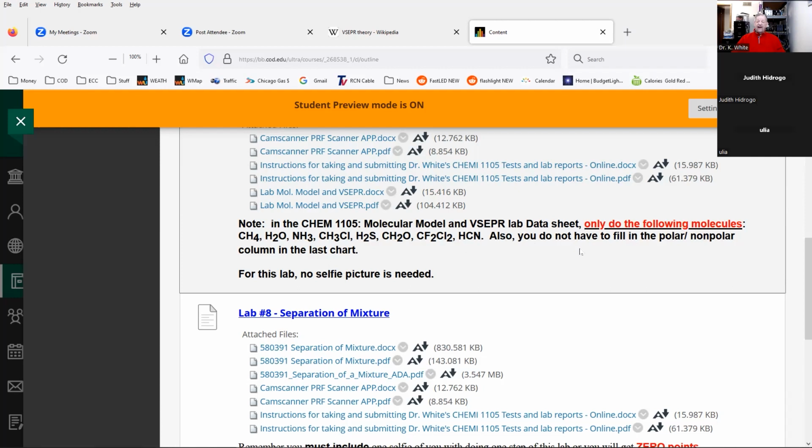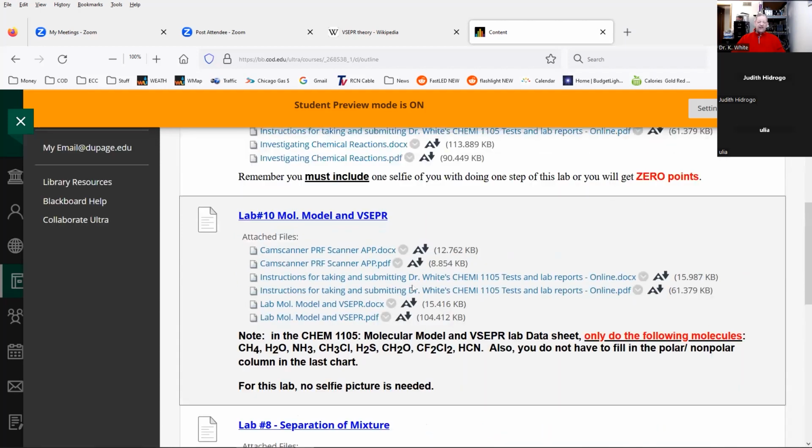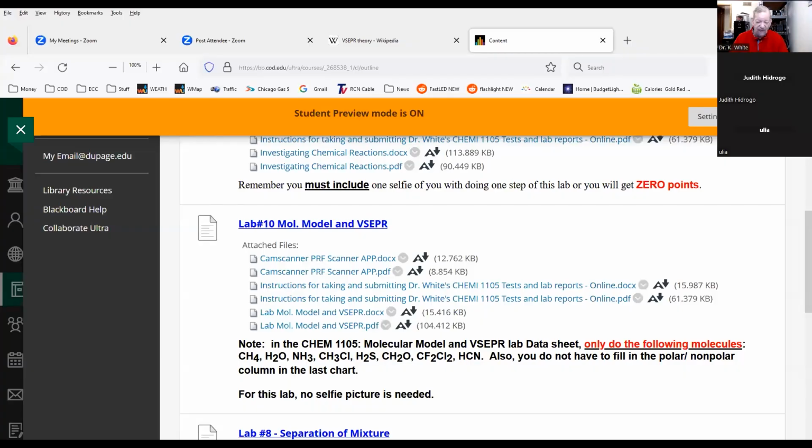Also, you do not have to fill in the polar, non-polar column in the last chart. Also, for this lab, no selfie is needed. This is a lab one of the other faculty members made up dealing with molecular models and VSEPR. Unfortunately, you don't have any molecular models, but you can do it anyways. When we do it face-to-face, I hand out the models, but you don't need them. They're nice, but you don't need them. Let's talk about VSEPR.